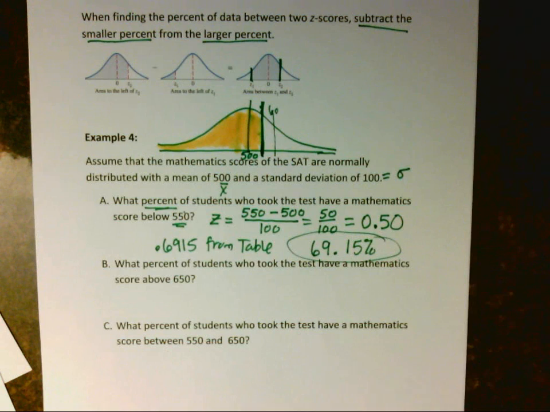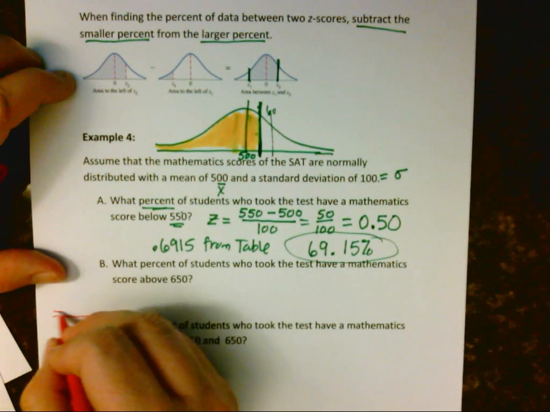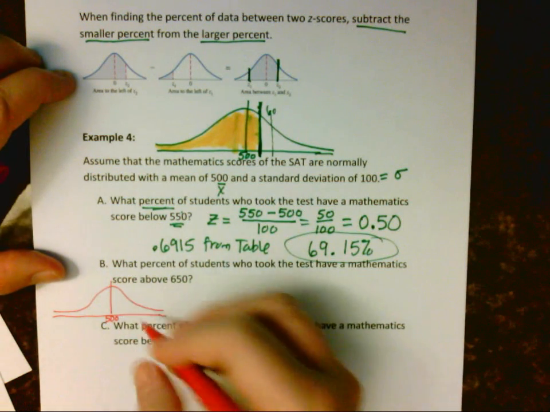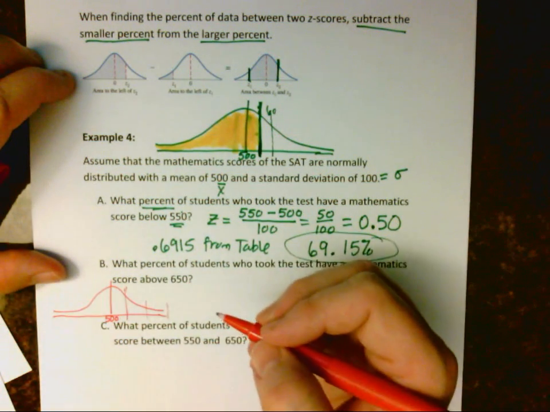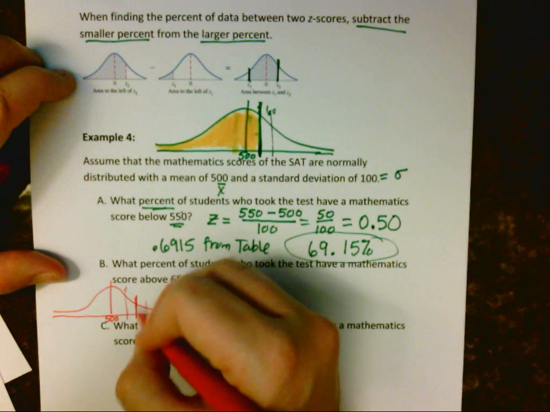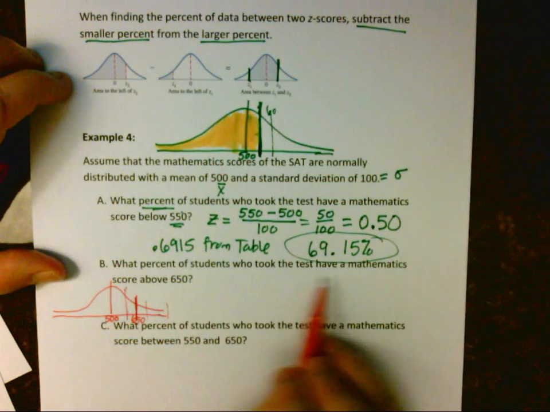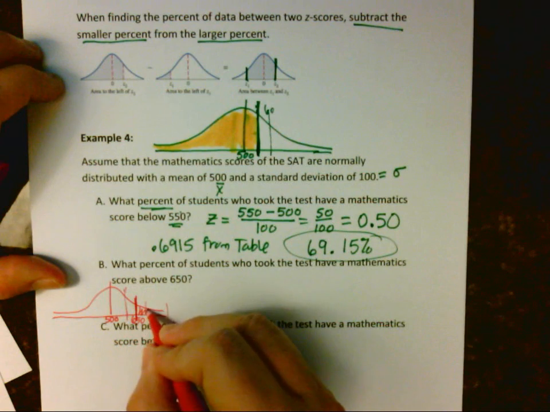Good. Okay, let's do the next part. What percentage of students who took the test have a math score above 650? Okay, so I'm going to draw myself another little curve here. Kind of imagine, I know that the mean is still at 500 on the SAT, and there's going to be 600. Each of these goes up by 100. So 650 is going to be right about here. Okay, that's going to be 650. And I want what percent of students who took the test score above that. We want this part down here.